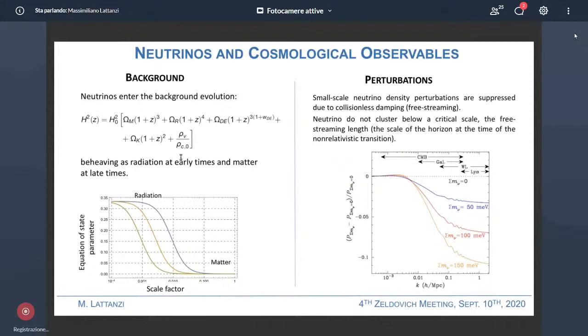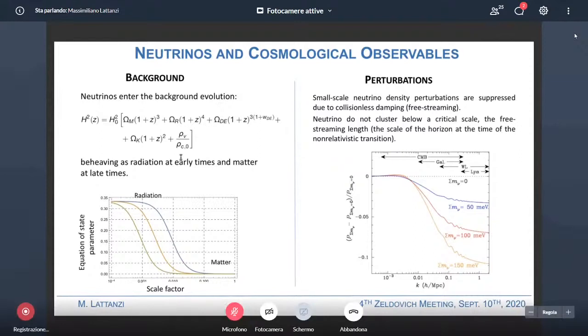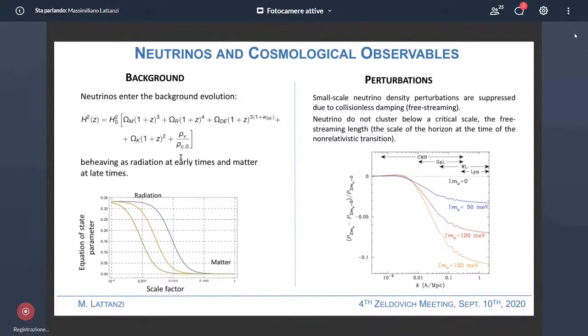So here on the left, you see the Friedmann equation, written by taking into account different components of the universe: matter, radiation, dark energy, possibly curvature, and neutrinos. Neutrinos are quite peculiar because they are quite light. We know from laboratory experiments that the mass of the neutrino should be smaller than an eV, more or less. So this means that they behave as radiation at early times and matter at late times.